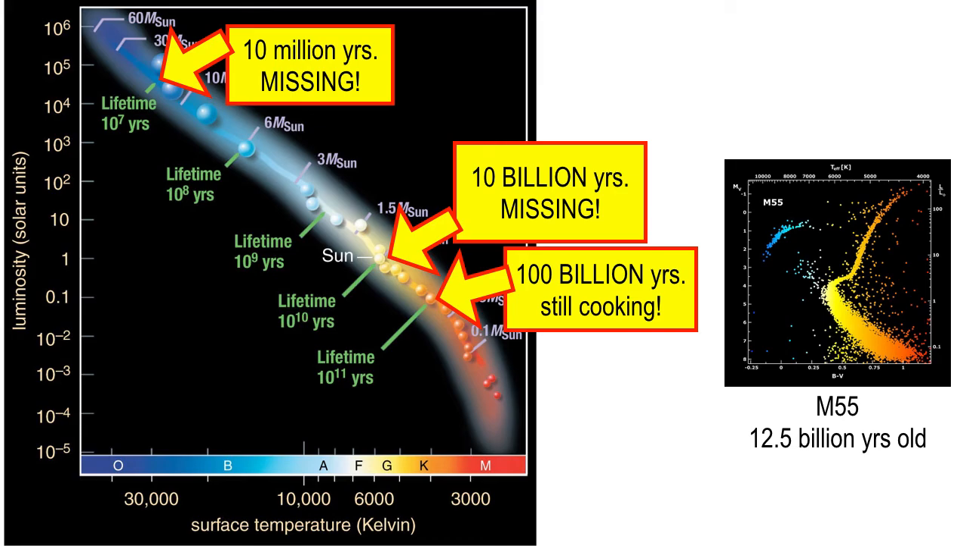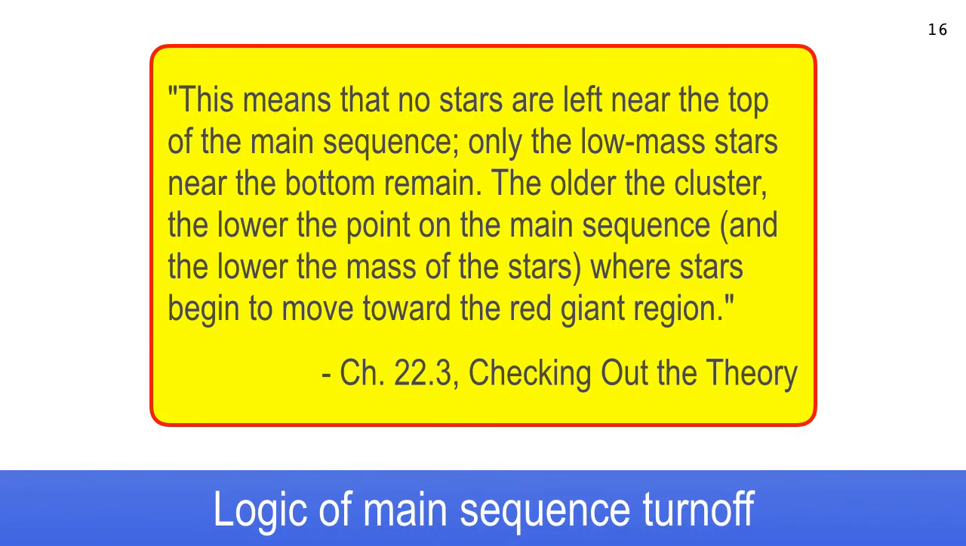So now, here's the logic. I pulled a quote from chapter 22, section 3, and this one tells you the logic of the main sequence turnoff. This means that no stars are left near the top of the main sequence, just like M55. Only the low mass stars near the bottom remain. M41, M55, all the clusters, we can usually see that. The older the cluster, the lower the point on the main sequence, and the lower the mass of the stars where the stars begin to move toward the red giant region. In other words, the main sequence turnoff point. The older it is, the lower down towards the red M stars you're going to get. And M55 is a pretty good example of that.